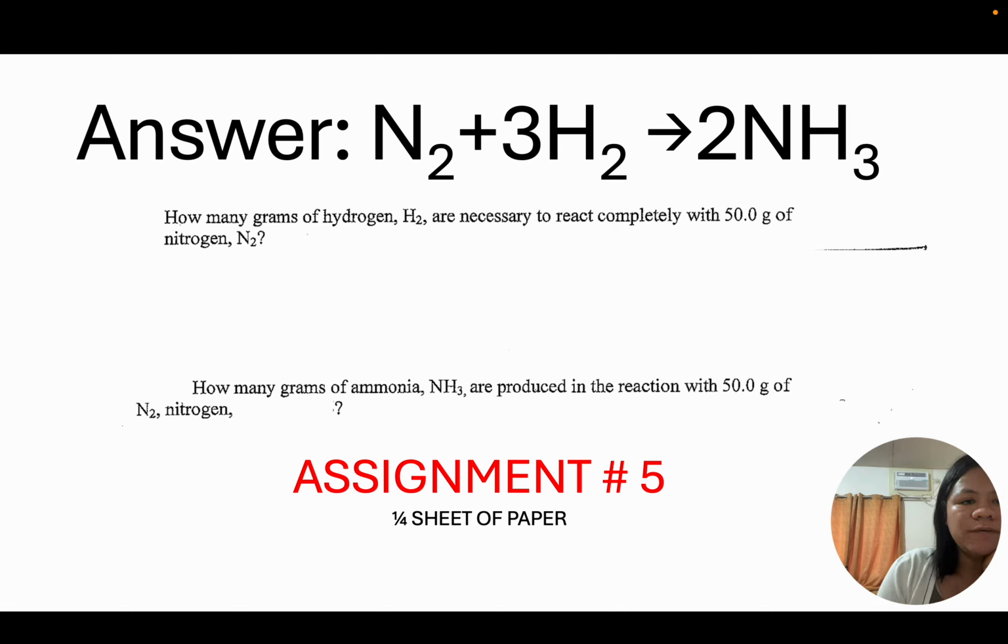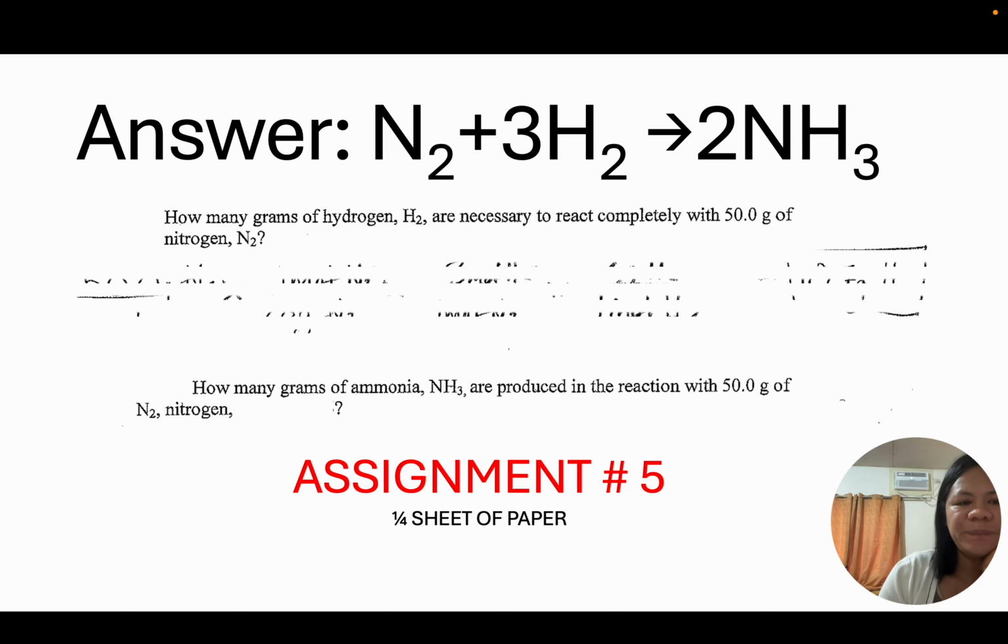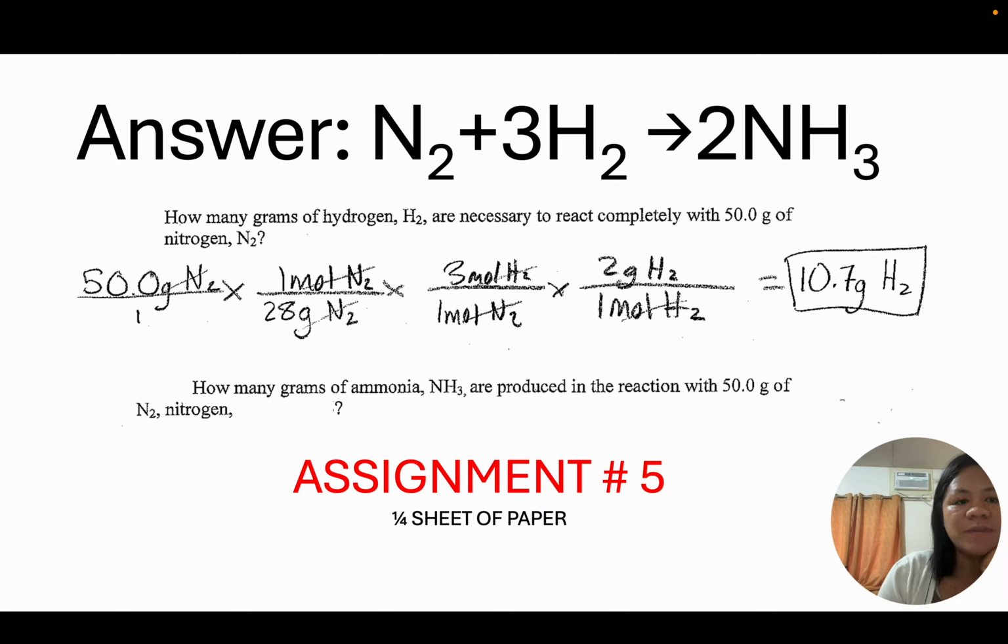We will answer, for the last time, the first question. How many grams of hydrogen are necessary to react completely with 50 grams of nitrogen? As you can see, I placed ahead how to solve it. Our given is 50 grams, right here, with an understood 1. And this is nitrogen. Since nitrogen is our given, we find its molar mass, which is 28 grams. We put 1 mole of nitrogen on top.